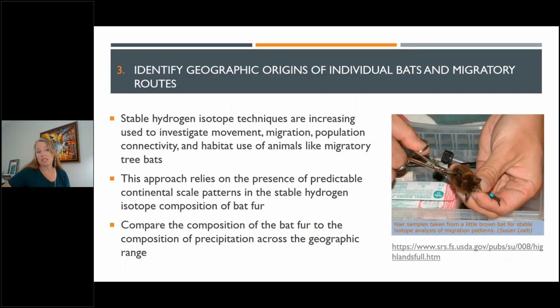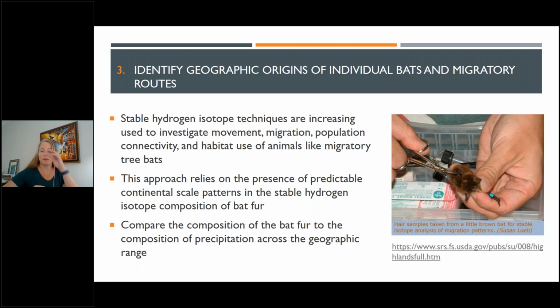The third reason why we might want to do this is to identify geographic origins of individual bats and migratory routes. And so stable hydrogen isotope techniques are increasingly being used to answer these kinds of questions in a wide variety of animals, including migratory tree bats. What this approach relies on, though, is the presence of predictable continental scale patterns in stable hydrogen isotope composition of bat fur. And then what you can do is compare the composition of the bat fur to the composition of the precipitation across the geographic range of the species.